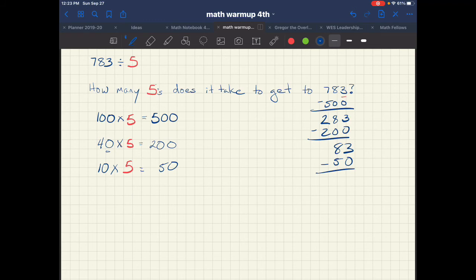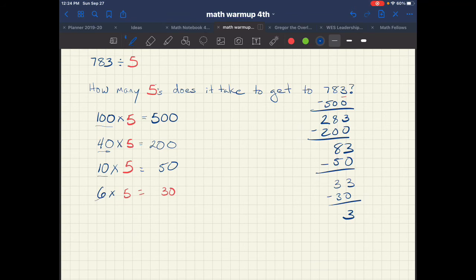What's left here? 33. How many fives does it take to make 33? Well, 6 times 5 equals 30. And I've got 3 left, and I can't use any more fives. No, another 5 would go more than 3. So altogether here, I used 100 fives, 40 fives, 10 fives, and 6 fives, and I got rid of almost all of this 783.